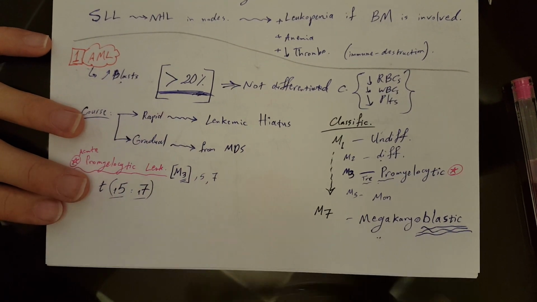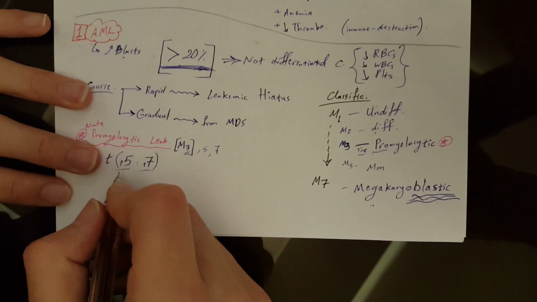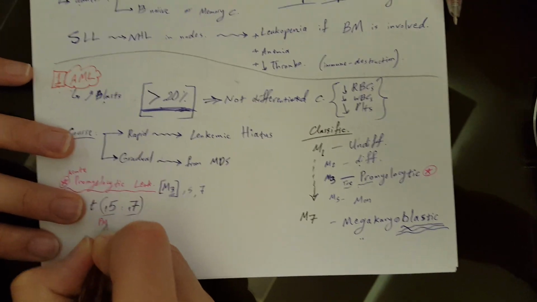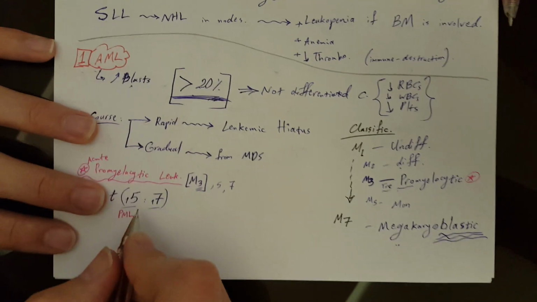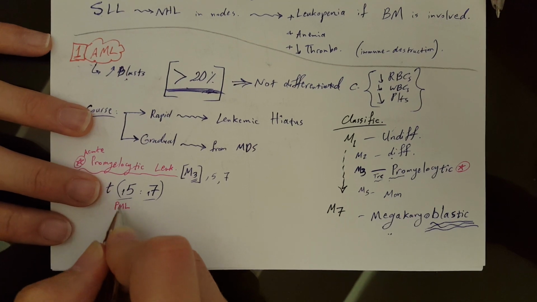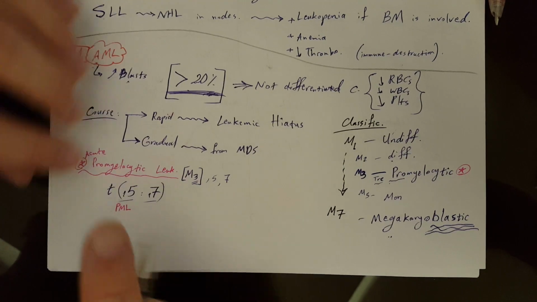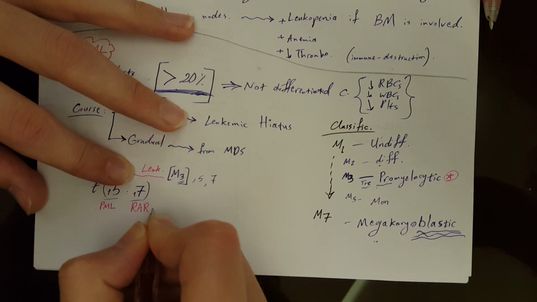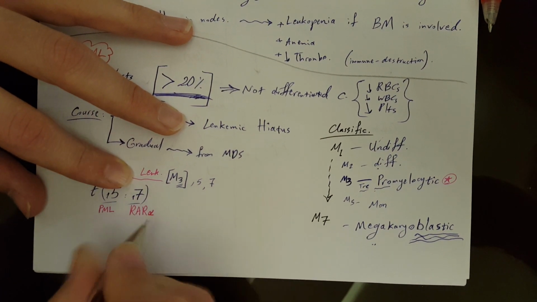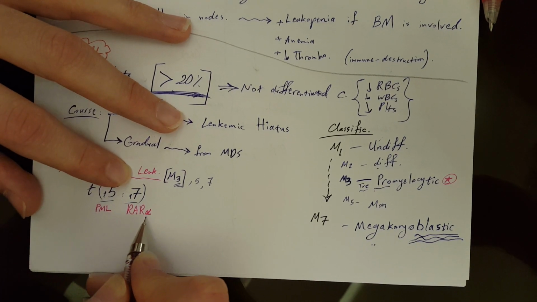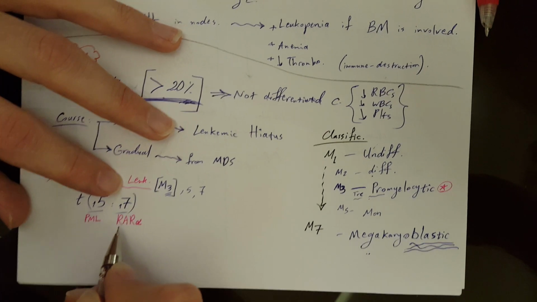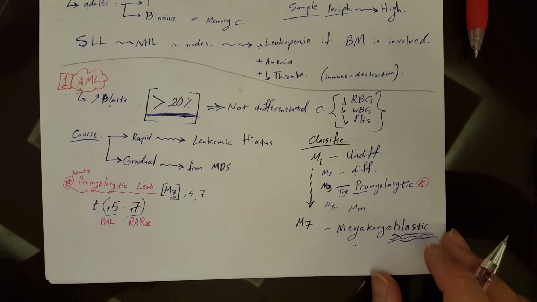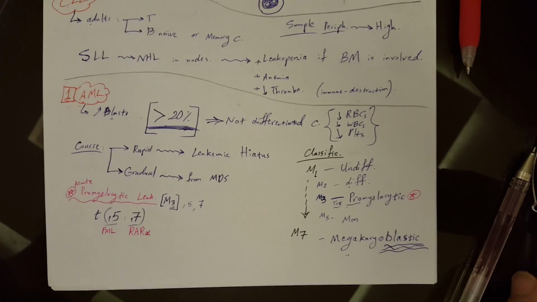What is this? This one is responsible for what's called promyelocytic leukemia. This is the gene or the chromosome that this mutation occurs on. So promyelocytic leukemia, and this one here is RARA. RARA is retinoic acid receptor alpha. Retinoic acid, remember this thing? It's the one found in vitamin A, or aka vitamin A. It is the same thing.